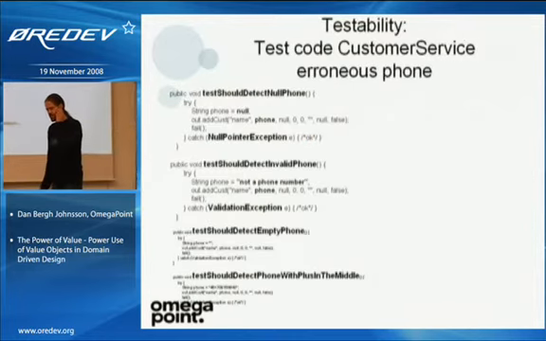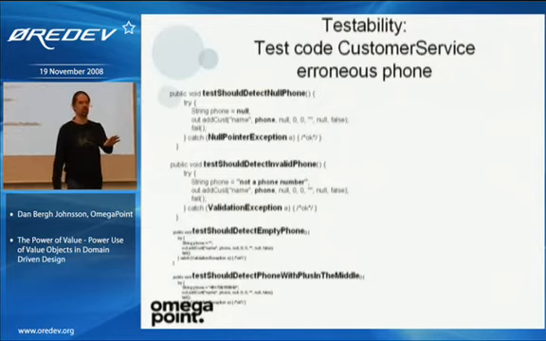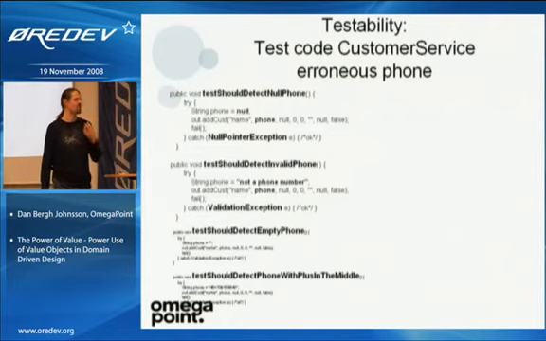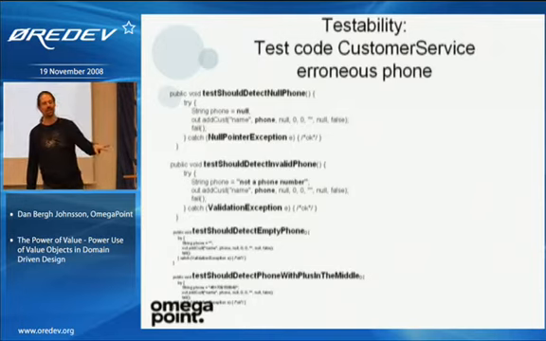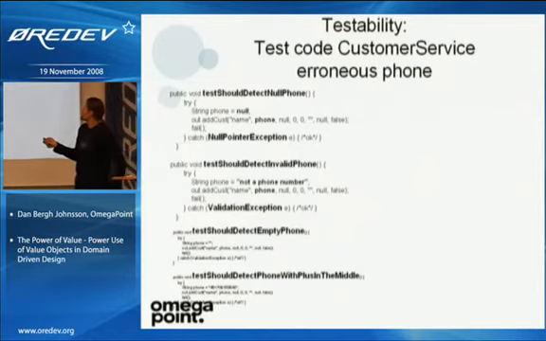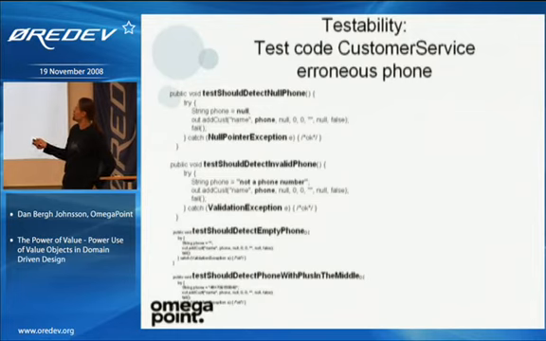Okay, finally, testability. Of course, we want to test that the phone number handling is okay, that the system reacts properly when sending in an erroneous phone number, for example. So therefore, in the old design, we had to provoke the system by sending in a null phone number into the object under test, which is the customer service, and check that it throws a null pointer exception. We send in a text, checks that we get a validation exception. We test that we can detect an empty phone number by sending an empty string, and we send in something with a bogus plus in the middle.